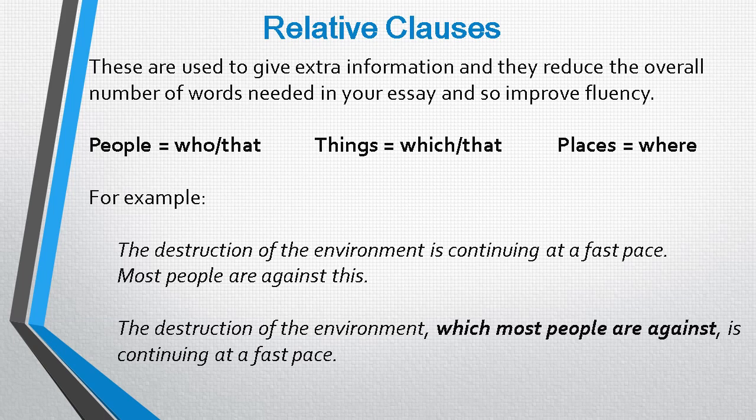So after the first noun, or the thing you're talking about, is the place where you add in the relative clause. And here we're talking about a thing, which is the destruction of the environment. So because this is a thing, we're going to use the word which. If we were talking about a person, it would be who or that, or a place, we could use where. So that's an example. Let's have a look at a few more.